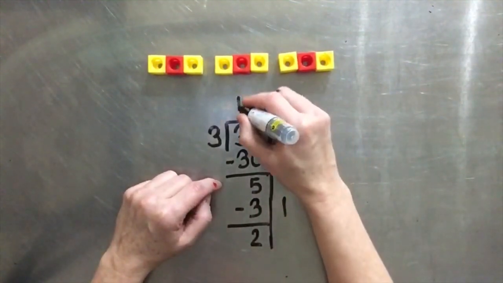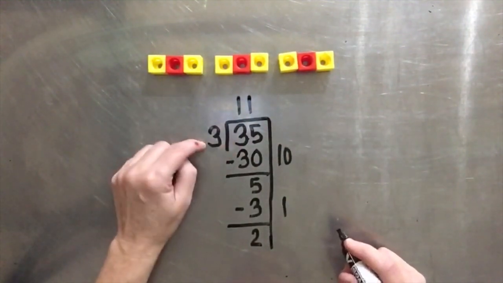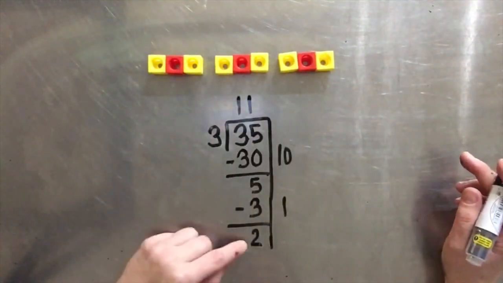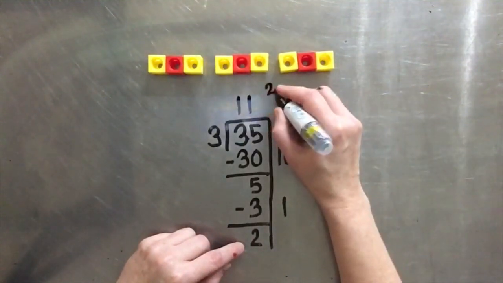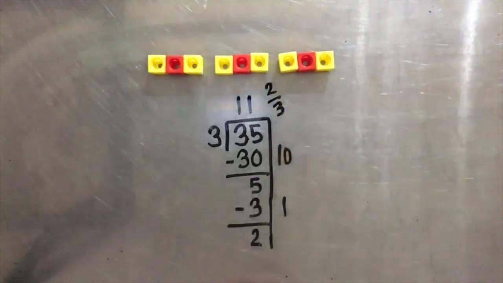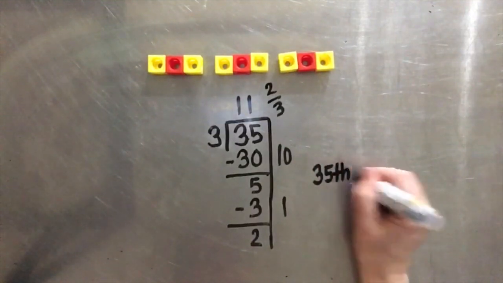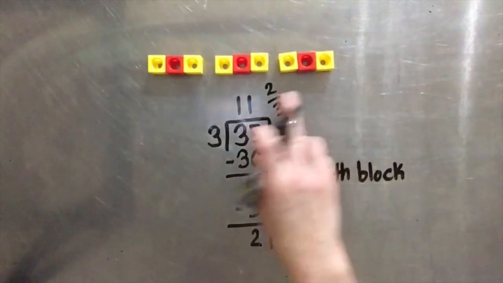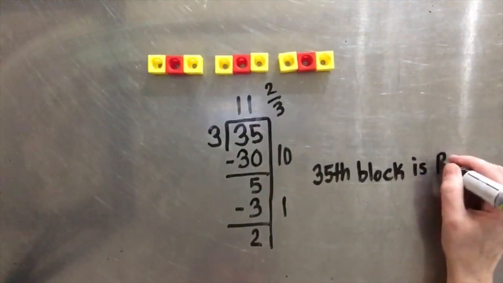So 10 and 1 is 11. So this pattern fits into 35 11 times. If we had 11 blocks, you would see this pattern 11 times, and you'd have 2 other blocks that do not finish the pattern. So you'd have 2 out of the 3 left over. So your 35th block is going to be, as if you go to your core pattern and count 1, 2, R, or red in this case.